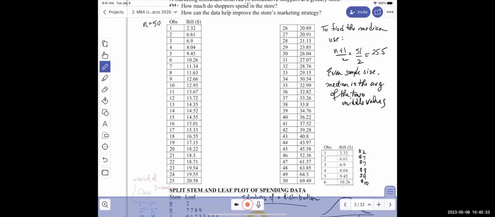So you're going to take the 25th observation. This means the observation, not the value. So you're going to take the 20.58 number and 20.89 number and divide by 2, and that will be your median. There's not a standardized symbol for median, but I'll use M. So what do you get?